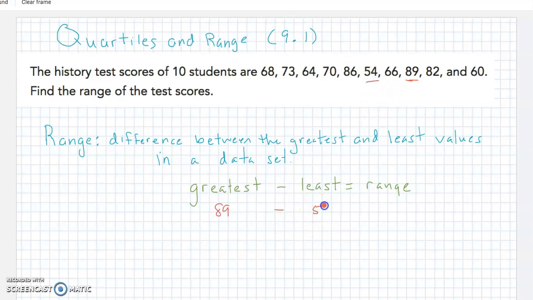So 89 minus 54 is going to give us 35. So the range between the greatest value and the smallest value is 35. So all the scores are in a 35-point range. Just like if you think about it, when we were in the classroom, the youngest person was 12, the oldest person, me, was 22, so the range of the ages in the classroom was 10, right? Because 22, my age, minus 12, the youngest person's age, is 10. Okay, let's look at another example.